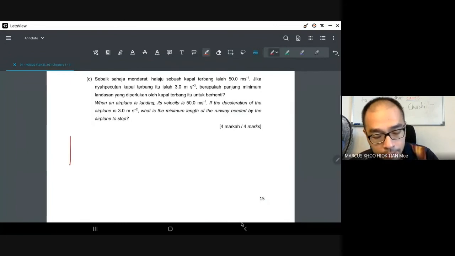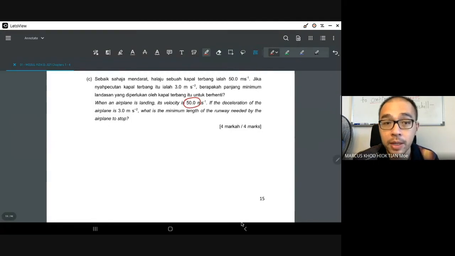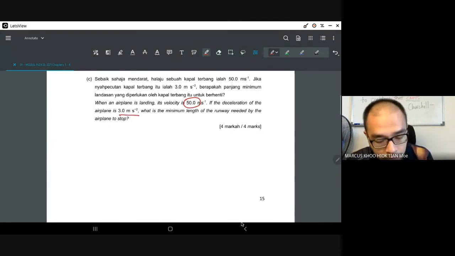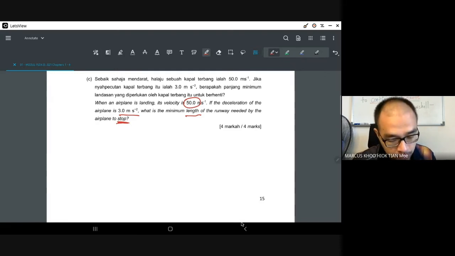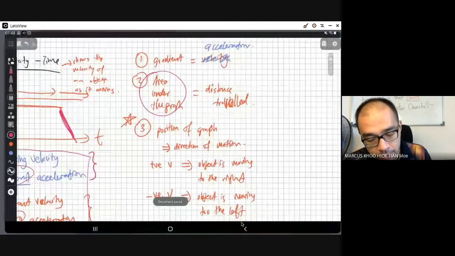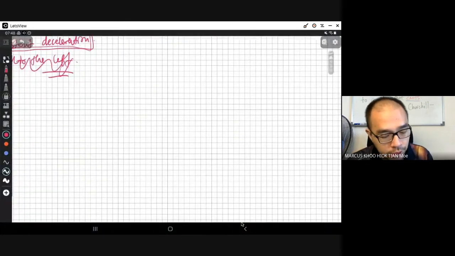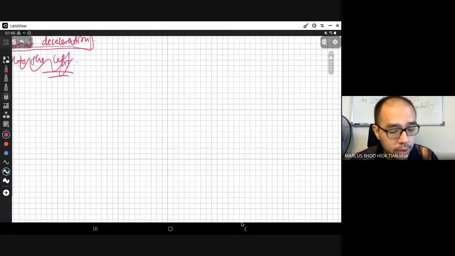When an airplane is landing, the velocity is 50 meters per second. The deceleration of the plane is 3 meters per second squared. What is the minimum length of the runway needed for the airplane to stop? Now this is an equations of motion question. Let's recap a little bit on the 4 equations of motion that you have to memorize.